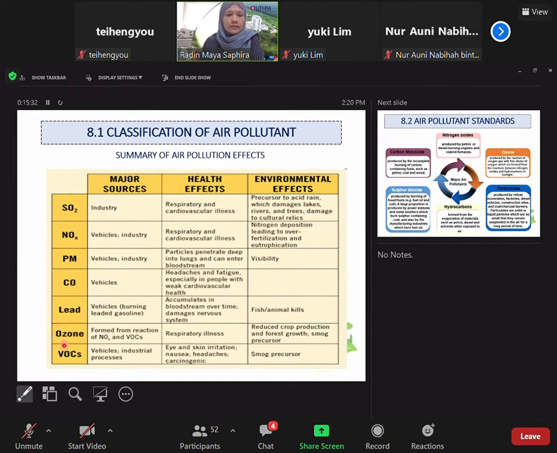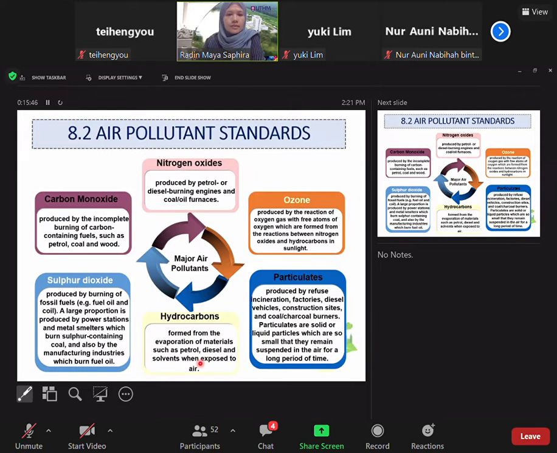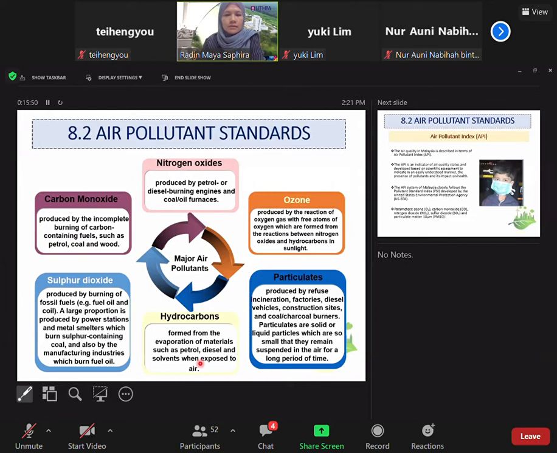Okay, lead and ozone and also VOC, volatile organic compounds, from vehicles and certain industries that process volatile organic compounds. So you can see here the major air pollutants. You can read them. At least you must know a few.